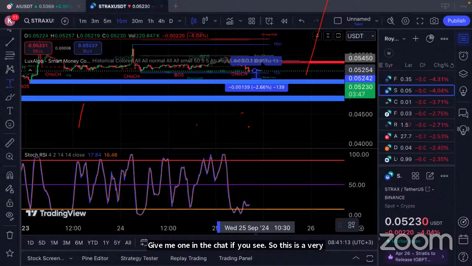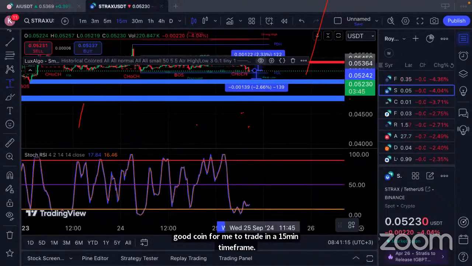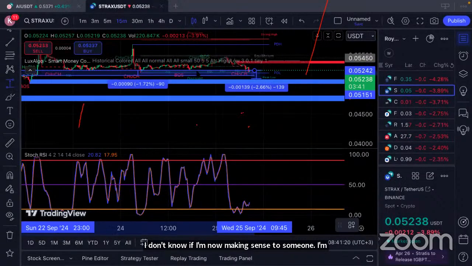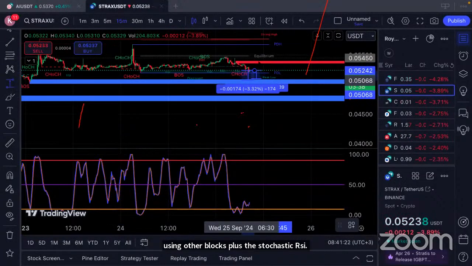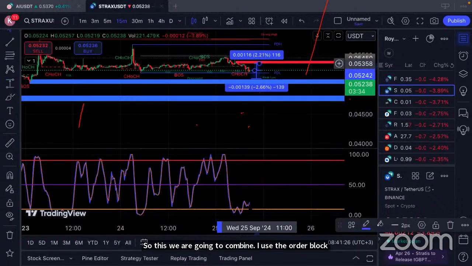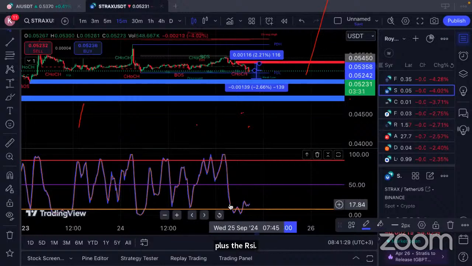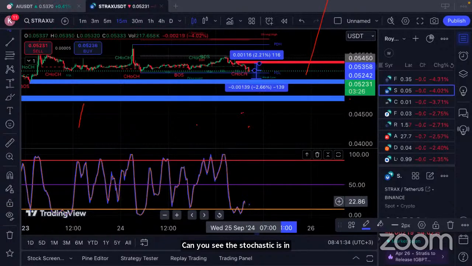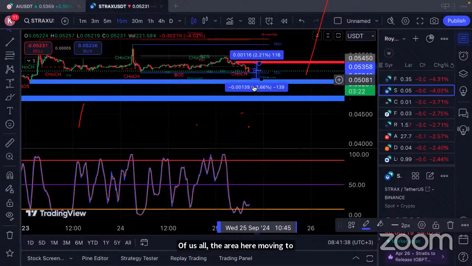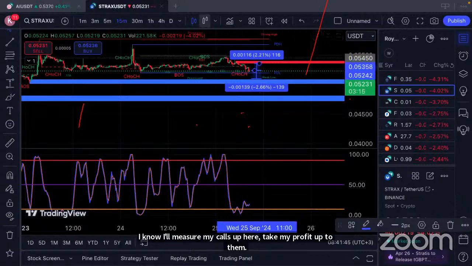I don't know if I'm now making sense to someone. I'm using order blocks plus the stochastic RSI. I use the order block plus the stochastic RSI. Can you see? The stochastic RSI is in the oversold area here, moving to 50% in a 15 minutes time frame. So I know I'll measure my margin calls up here and take my profit up to there. Is it making sense now?